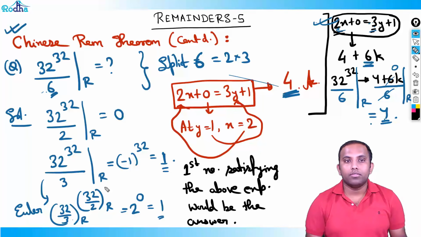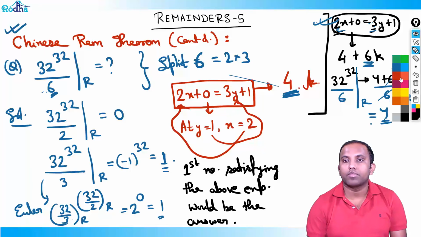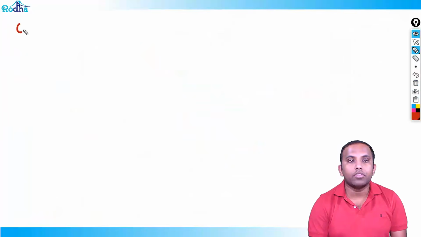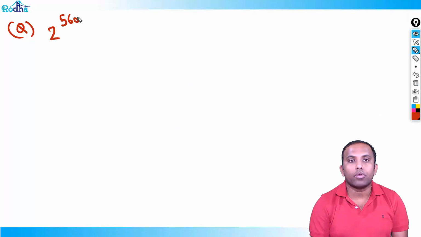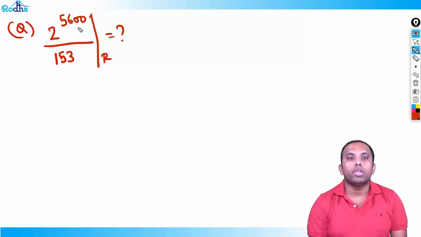So now we can do a few good questions. Let's do it. A very good question. I'll solve it, you just have to watch and follow. What is the remainder when 2 raised to 5600 is divided by 153?